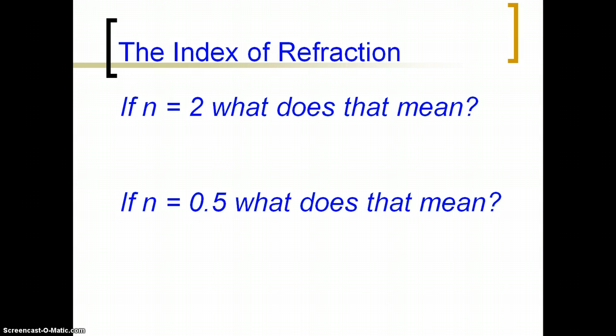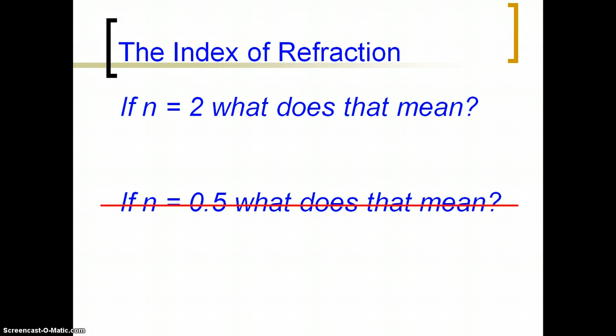If n was 0.5, what would that mean? That whatever material it's going through, v would be twice the speed of light, but that would disobey the laws of physics, so it's not possible. You can never have an index of refraction of less than 1, because that would mean light is going faster than the speed of light in the vacuum, and that's impossible, as far as we know.